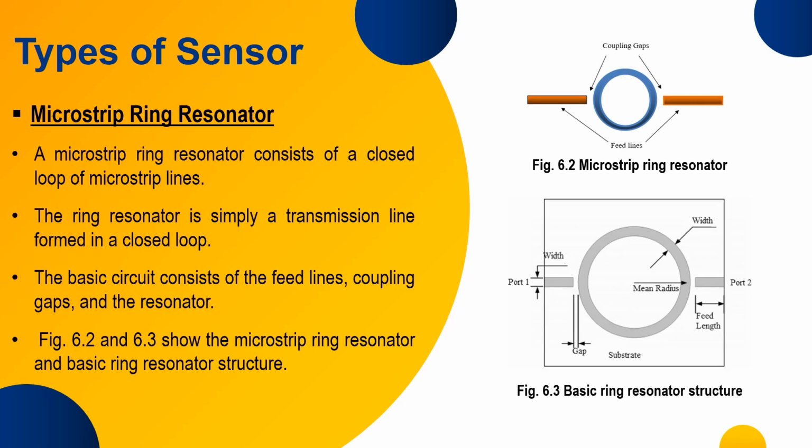So there are some common terms like the width and the coupling gap. This is the basic substrate that I am interested in, the mean radius, the width, and the feed length. All these things are some of the basic requirements for developing a ring resonator.